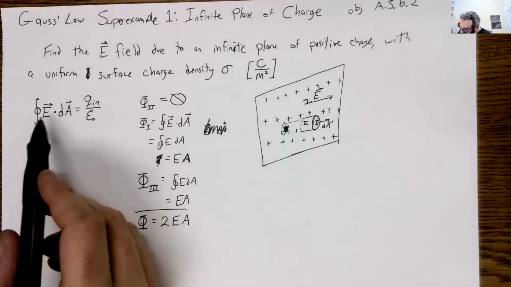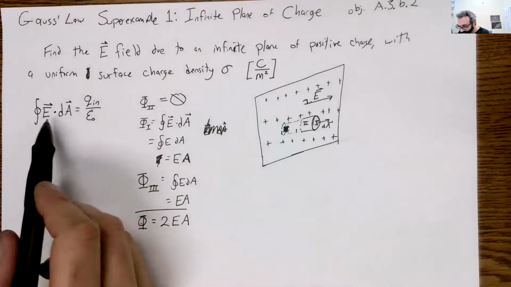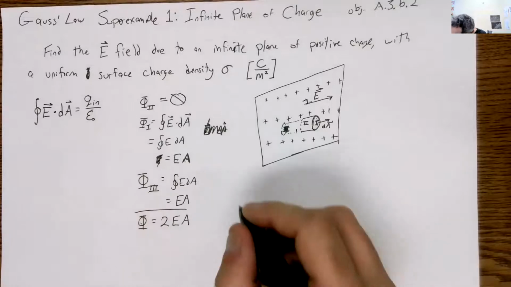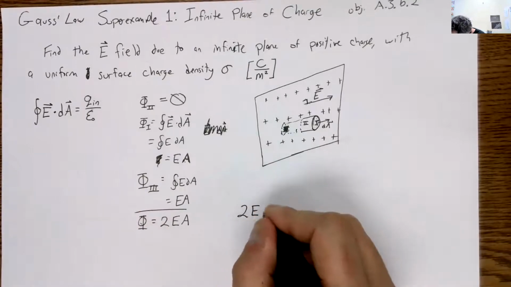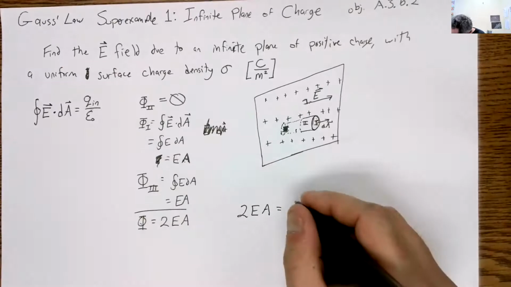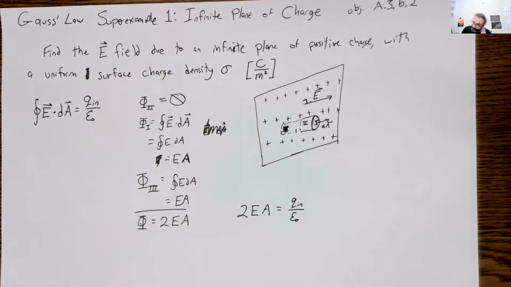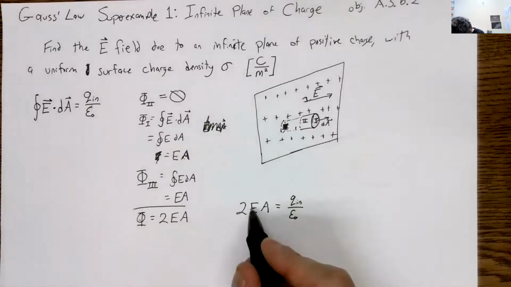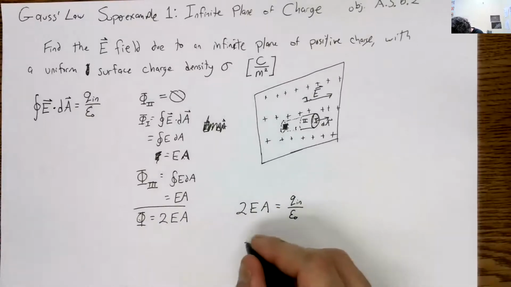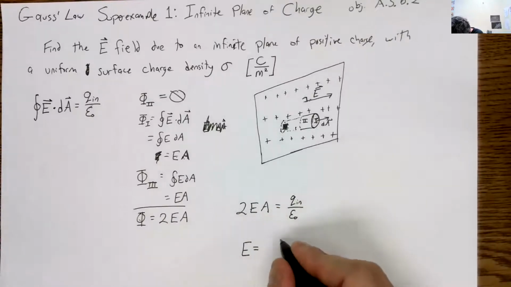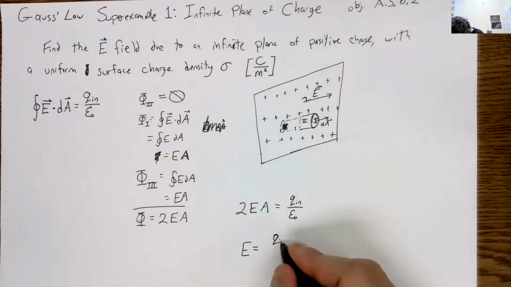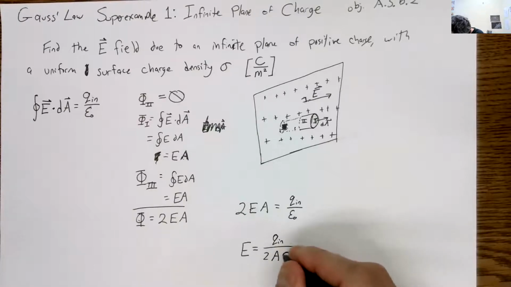Remember, my total flux is just what I get if I do this integral. So that means from Gauss's law, I can say that 2EA equals the charge inside over epsilon naught. And if we solve this for E, the electric field, I see that the electric field is just the charge inside over 2A epsilon naught, right?